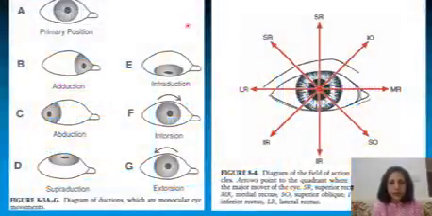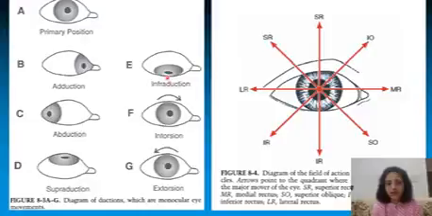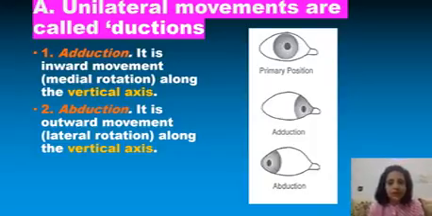So this is the primary position, and ductions have been shown here. Duction, which is a monocular movement. From the primary position of the eye, when one eye moves medially, this is adduction. When one eye is moved laterally, this is abduction. When the eye moves up, it is supraduction, this is infraduction. And when the upper 12 o'clock position of the cornea moves inward, that is intorsion, and that is extorsion. So the unilateral movements are called ductions.